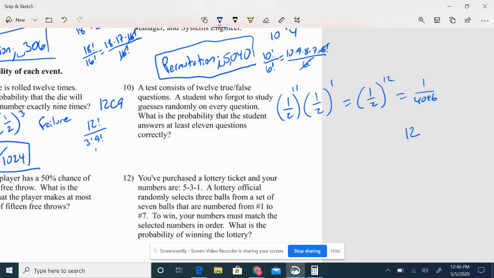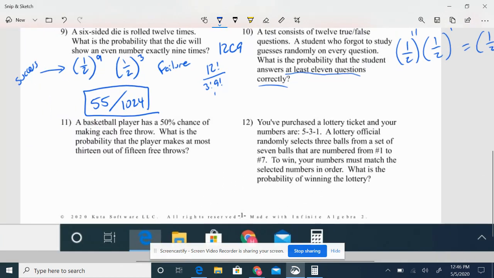But keep in mind here it says at least 11 questions correctly. So that means I could also consider, what if I get them all right? How many ways do I have to get them all right? Well, there's only 1 chance, right? 12 plus 1 is 13. So I'm going to say I have 13 possible out of 4,096. Simplify your fraction as much as you can. It is as simple as it can go. That's my probability. Now let's take a look at number 11.